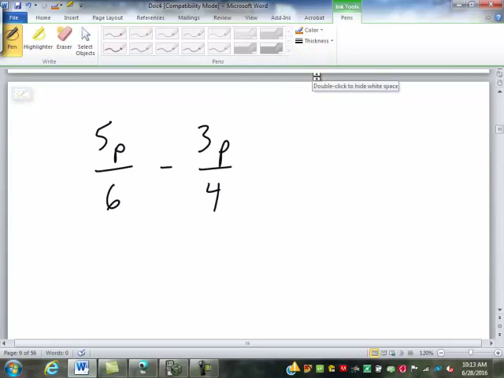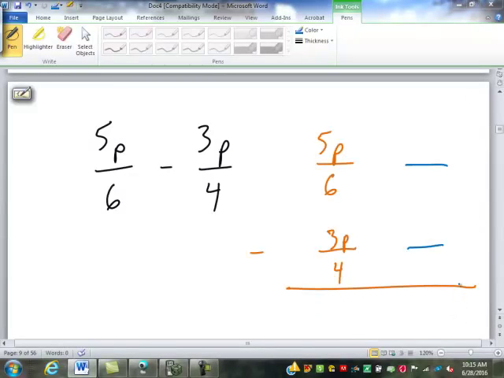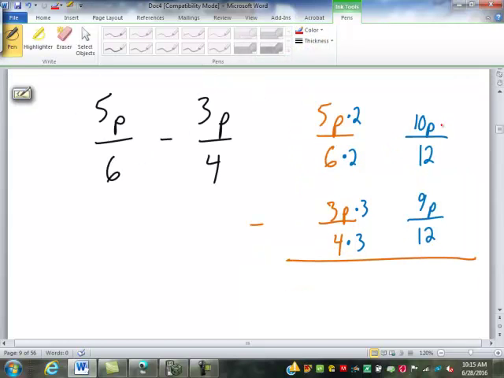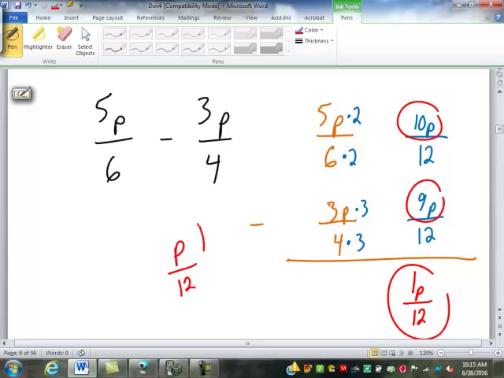Try this one in your notes. Okay, so common denominator will be 12. Good. What do I have to do to the 6? Times 2. So 5p times 2 is 10p. Good. What do I have to do to the 4? Times 3. So 3p times 3 is 9p. So then what? 10p minus 9p is 1p, or just p if you wanted to do that, over 12. So 1p over 12 or just p over 12, either one is fine.